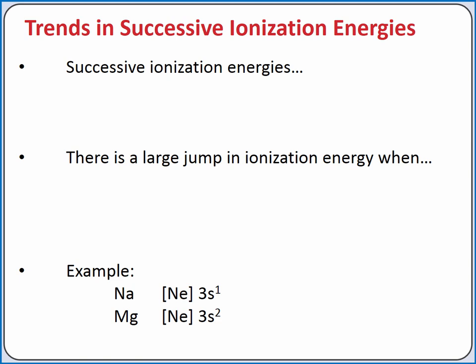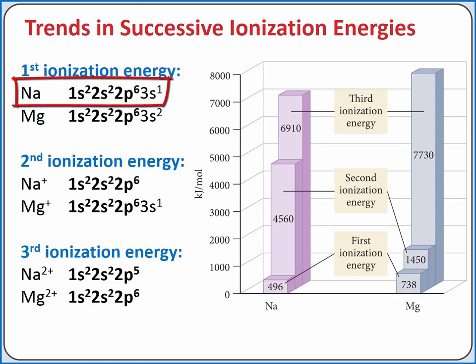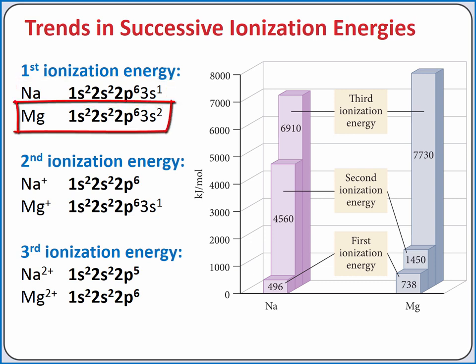There is a large jump in ionization energies when we transition from removing a valence electron to removing a core electron. To demonstrate this, we'll examine successive ionization energies for sodium and magnesium. A neutral sodium atom has one valence electron in the 3s subshell, and a neutral magnesium atom has two valence electrons in the 3s subshell.